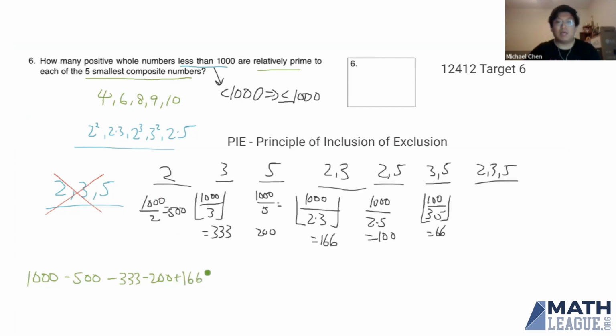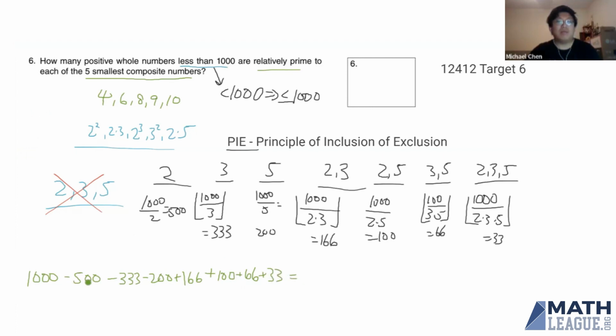But in accounting for double counts, we have now over-accounted for triple counts, because we've added back the numbers divisible by 2, 3, and 5 one extra time. So we have to subtract that out. This is a general part of PIE, the principle of inclusion and exclusion as well. You just start by subtracting all groups of 1, add back groups of 2, subtract groups of 3, and so forth. So we take 1,000 divided by 2, 3, and 5, and take the floor of that. That gives us 33. So we have to subtract 33 numbers, and that will give us our total.